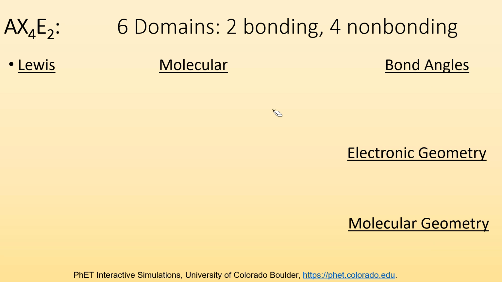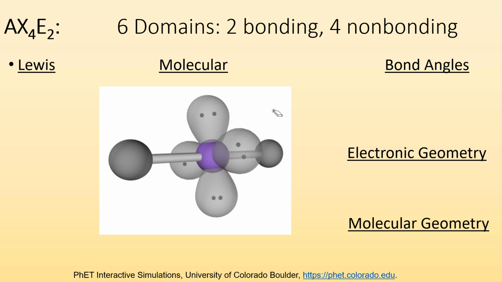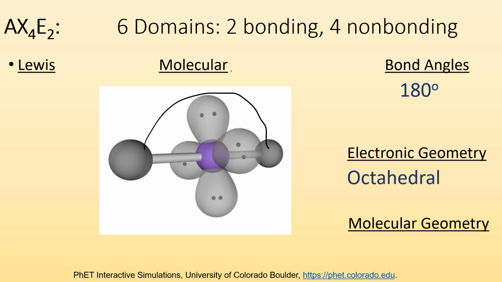All right, 6 domains, 2 bonding, 4 non-bonding. This is what it would look like. Again, those electrons are going to decrease their repulsions by all going around the same equator kind of thing. And we have 180 degrees as my bond angle because there's 180 degrees between those bonded atoms. Octahedral electronic geometry because we have 6 domains, but the molecular geometry would be linear.